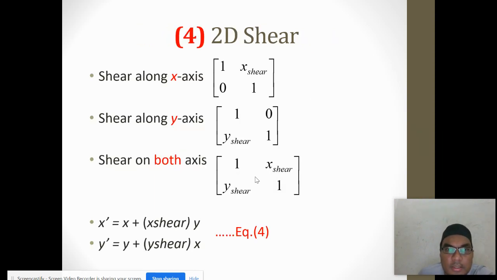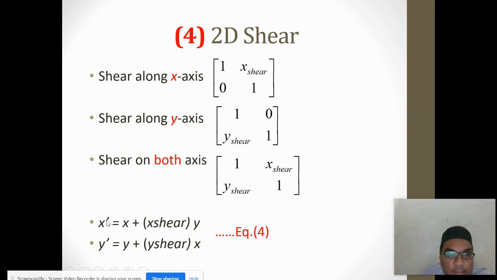The final topic for the transformation is shearing. Shearing involves two movements, like the rotational; shearing involves both x and y. So this is the matrix for the x and this is the matrix for the y. By shearing both axes, this is the matrix form, a combination of these two matrices. It becomes x and y shear like in this position. And this is the final equation that you have to remember, question number 4.